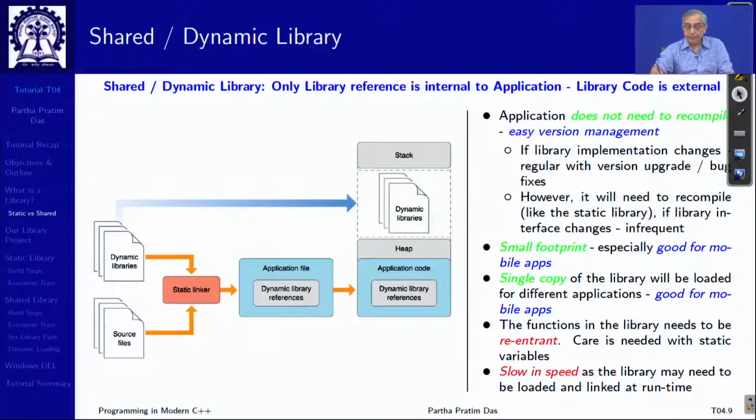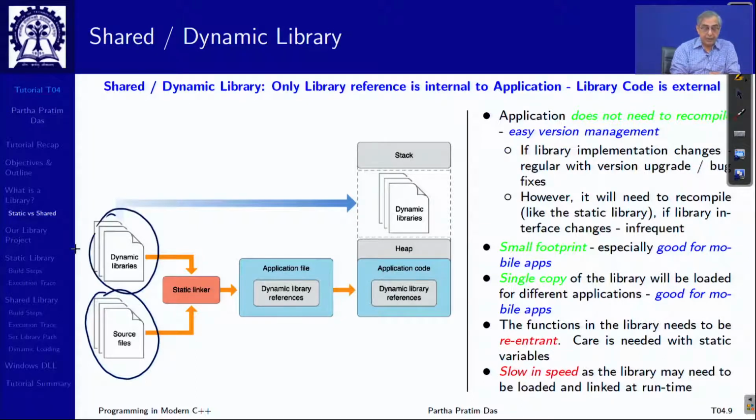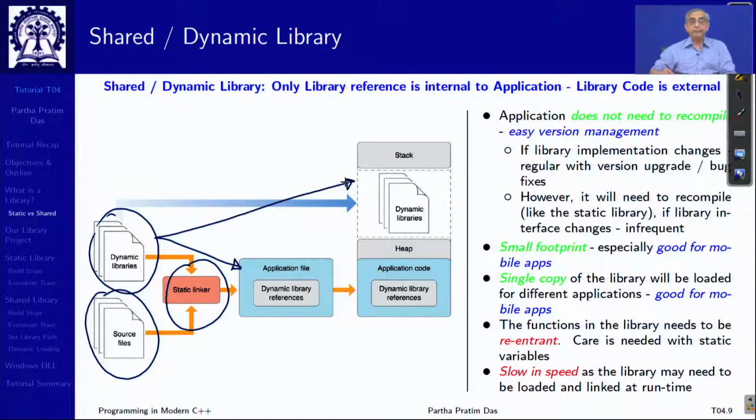So, this is the view of a shared or dynamic library, where I have the source files as before, I have the dynamic libraries, and I have my linker which is happening at static time. But it is doing a kind of dynamic linking. From the dynamic library, it does not include everything. It just includes enough information so that the application program, when it needs to find a particular function, will get that information here. But the function actually is not here, it is in the dynamic library body.